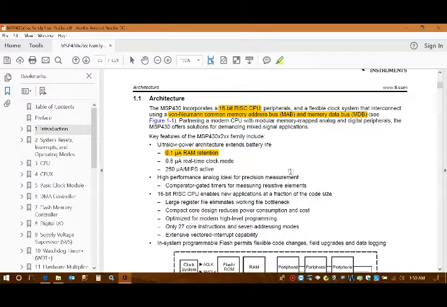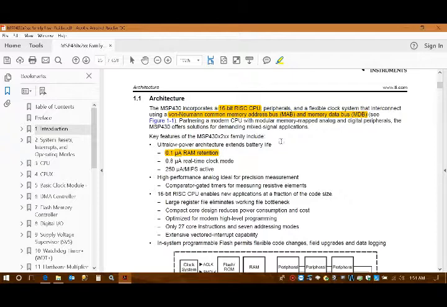Now, what is LPM? LPM is low power mode. These MSPs have 5 low power modes, LPM0, 1, 2, 3, 4. In LPM0, some part of the chip is disabled, in LPM1, some more part of the chip is disabled. In LPM2, some more part is disabled. Like this, step by step you can put several parts of the microcontroller to sleep. So ultimately the current drawn from the battery reduces.